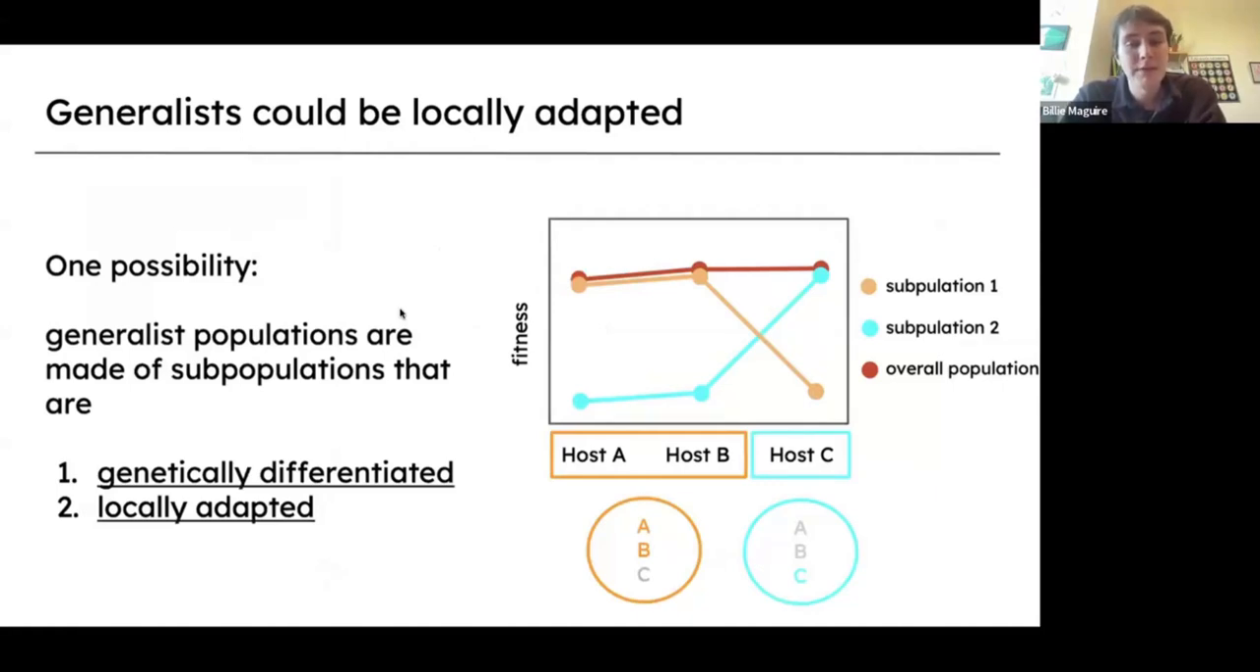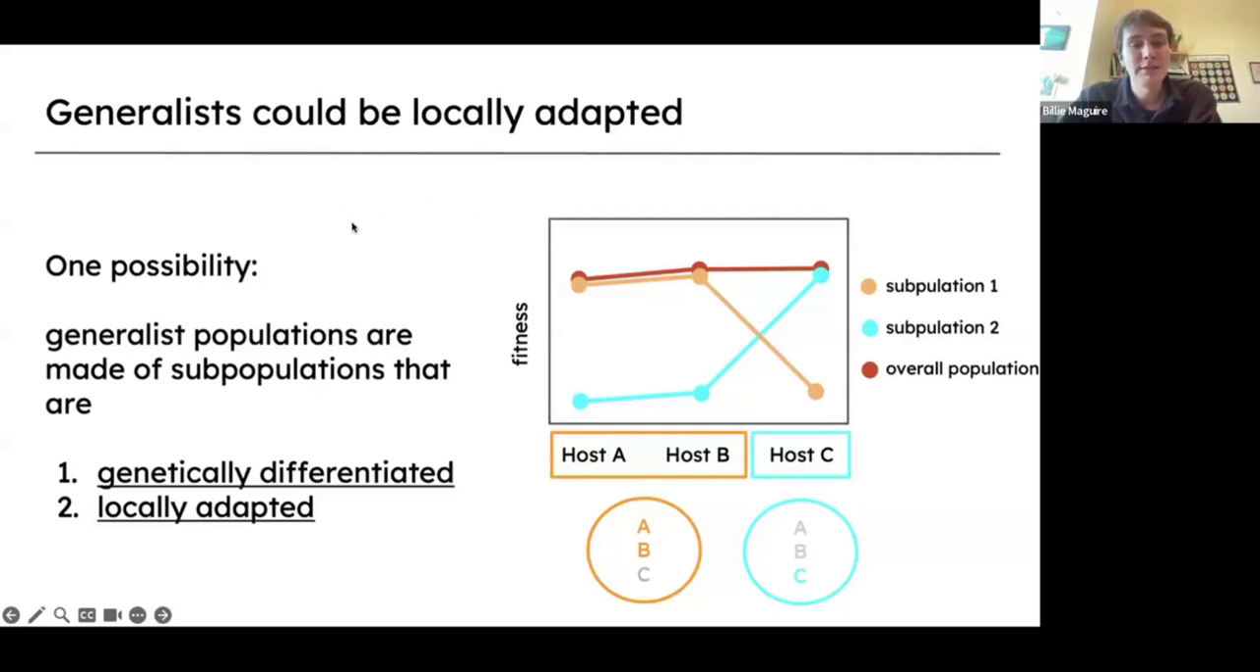I've tried to illustrate that with a figure here. In the red, we have an overall generalized population, and this red population is feeding competently on hosts A, B, and C. But in reality, it's composed of two subpopulations, this orange subpopulation and this blue subpopulation. The blue subpopulation is specialized to feed on host C, which is a local host to the blue area. And the orange subpopulation is specialized to feed on hosts A and B, which are local hosts to the orange area. So when we look at the species level, we see an overall pattern of generalization, but when we look closer, we see specialization and local adaptation.